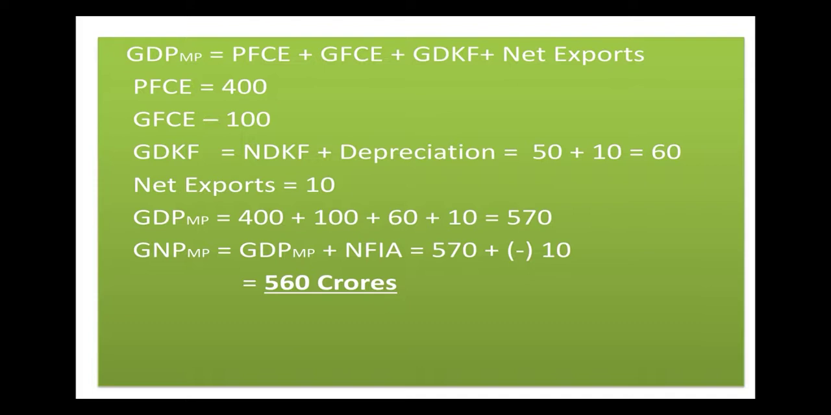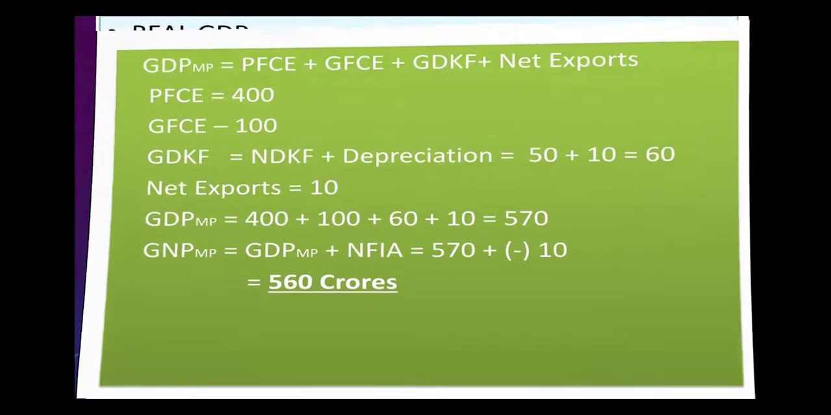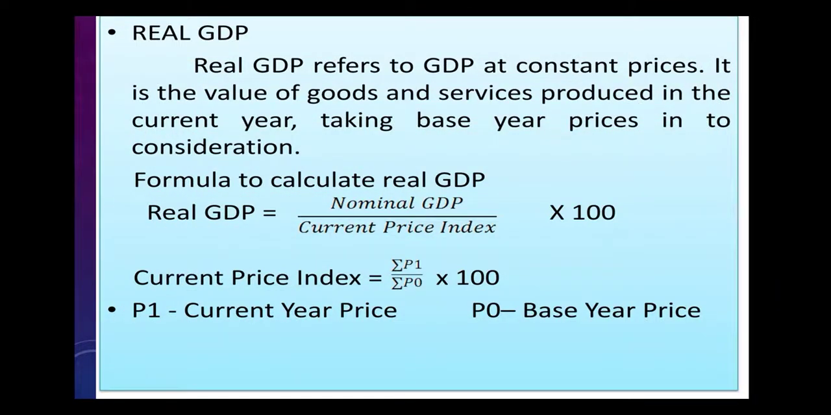Now we need to find GNP at market price, so we will add NFIA to it. NFIA is minus 10, so the answer is 560 crore rupees as the gross national product at market price, which was asked in this numerical. So in this way we will solve the numerical. Do practice, so that you understand how to solve all these things with just one numerical.